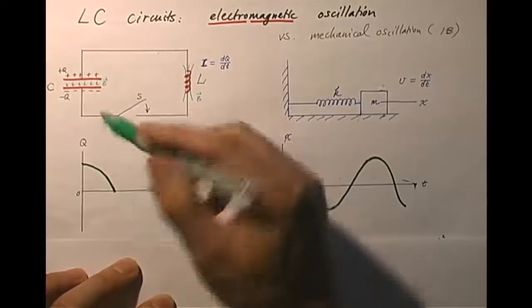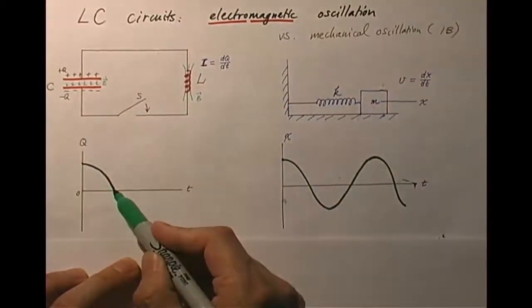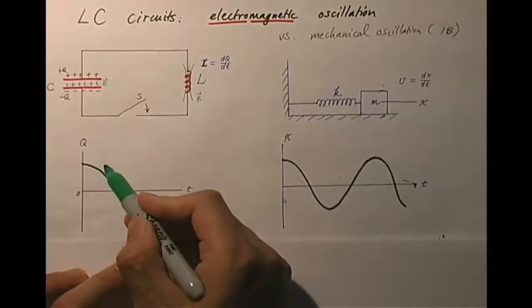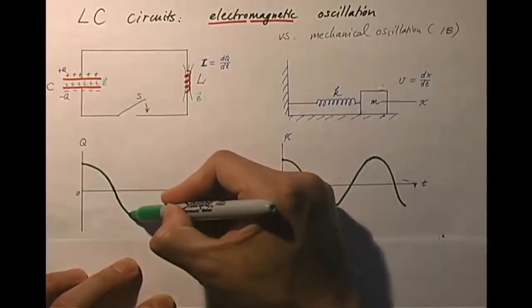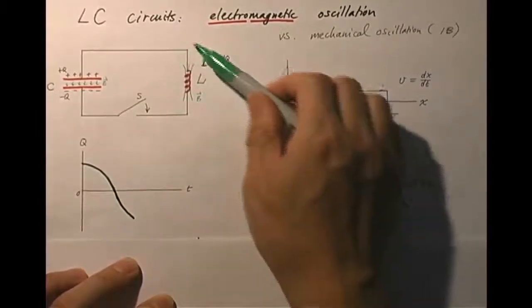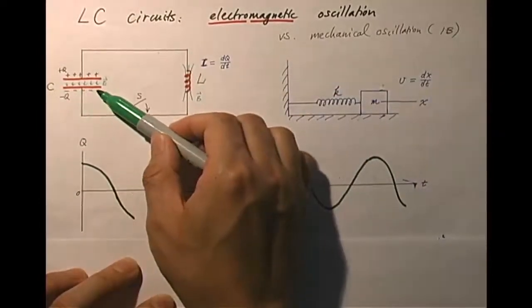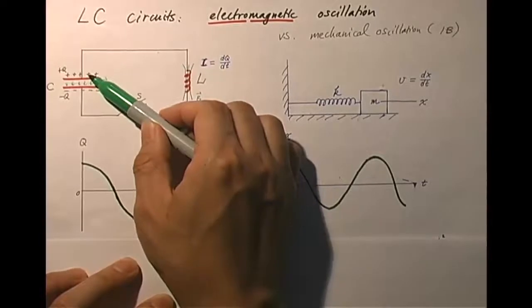It is not going to stop. Q is not going to go down to 0 and remain 0. It's not going to remain 0 because there is a slope, so it's going to keep on changing. Q becomes negative now, which means this side is now positively charged and that side is now negatively charged.